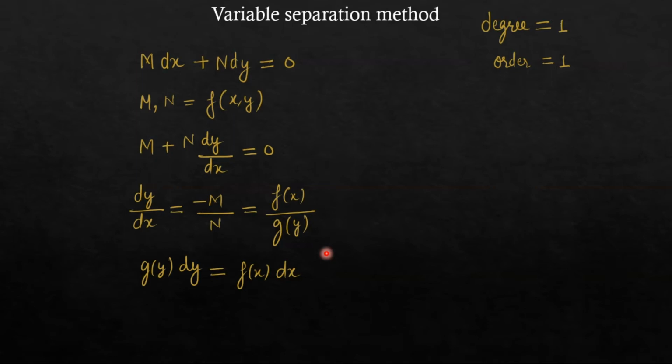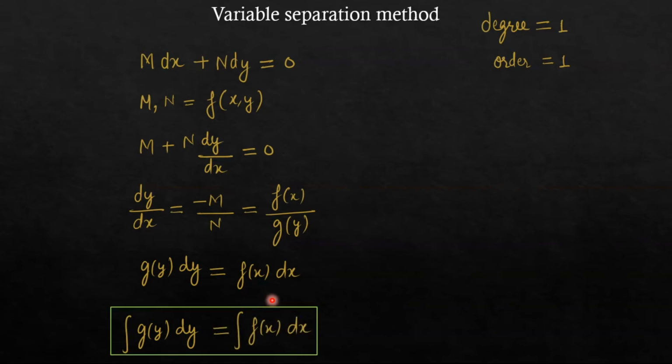As you can see, we have separated the variables. Variable y lies on the left hand side and the variable x lies on the right hand side. Such sorts of differential equations can be solved by the variable separation method. This is the simplest method for differential equation solution. Now to find the solution, you will have to integrate both sides. That is, integration of g(y) dy equals integration of f(x) dx. But do not forget, whenever you integrate, you have to include a constant of integration.